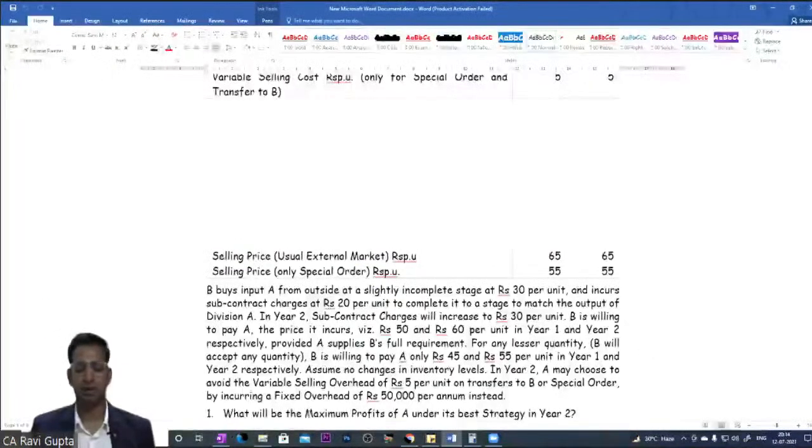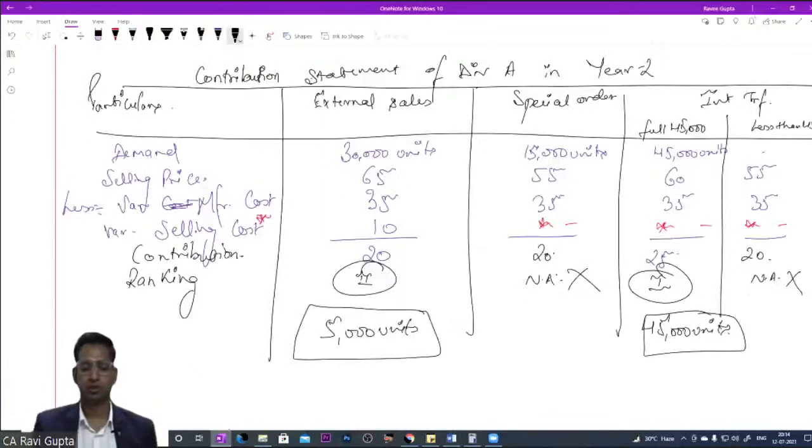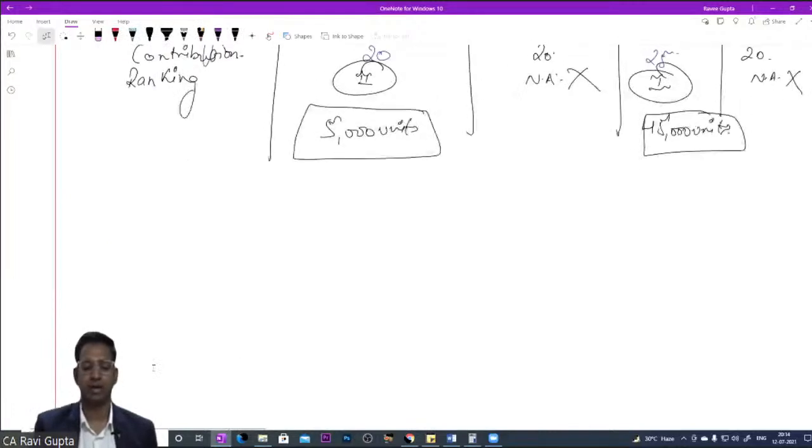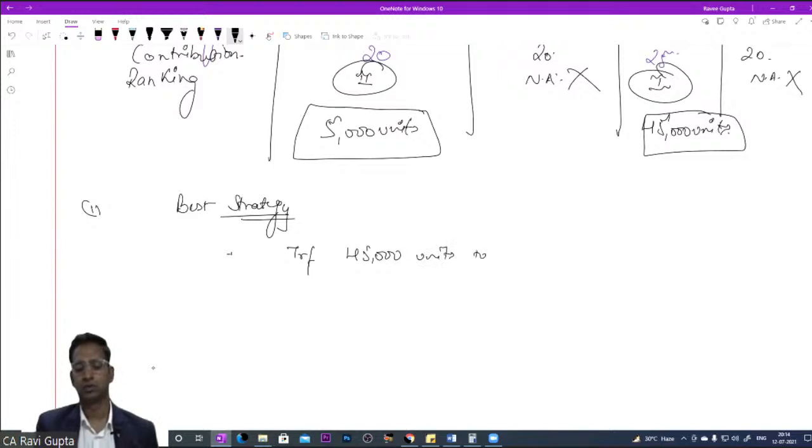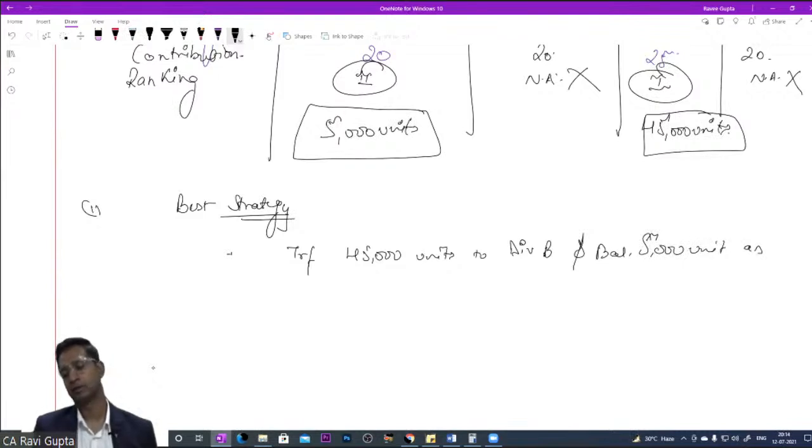So let's see what is the requirement. What will be the maximum profit of A under its best strategy in year second? So we need to write the best strategy of A in year second. So the maximum profit, best strategy. What is the best strategy? Transfer 45,000 units to division B and the balance 5,000 units as external sales.